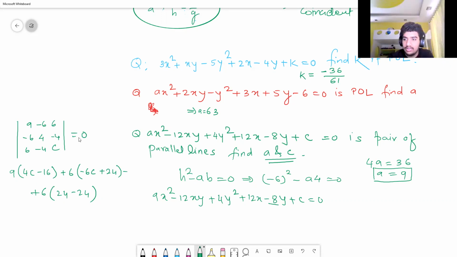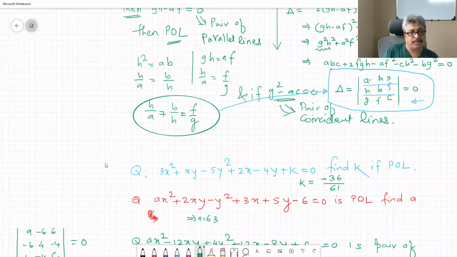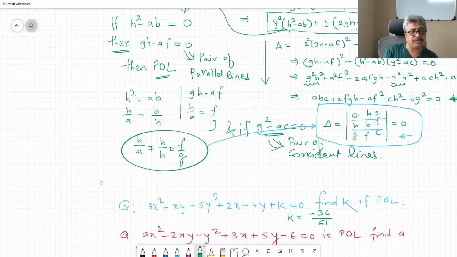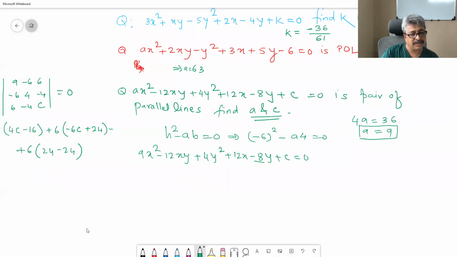Yes, therefore the second condition that you have to use is that they are proportional. I mean, gh minus af must be 0. That has to be correct, and this has to happen. This will give you the value of 9.